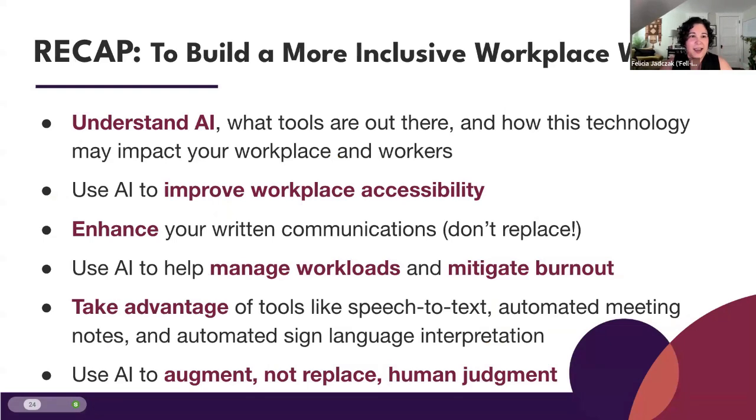Feel free to keep typing away, but quick recap. We need to understand AI, what's out there, how this is going to impact us. We can use it to help improve accessibility, help us manage our workloads, make sure we mitigate our burnout. It can help us with all that. And we really want to make sure we're using AI to augment, not replace human judgment.